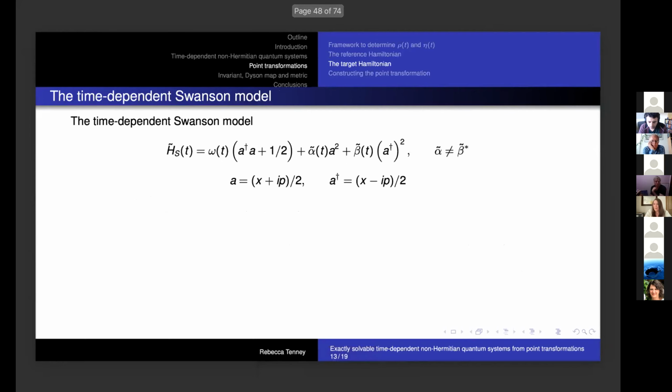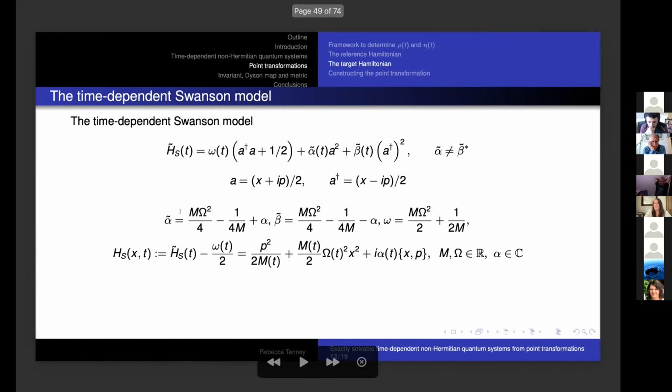So we now need to pick our target Hamiltonian, and we picked the time-dependent Swanson model as given here, which is non-Hermitian for alpha tilde not equal to beta tilde star, and where A and A dagger are defined as here. We obviously need to write it in terms of X and P so that we can compare it with our point-transformed time-dependent Schrödinger equation. So we do that and we make these changes here to the time dependencies. This is what we end up with, where M and omega are real, and we're actually taking our alpha here to be complex.